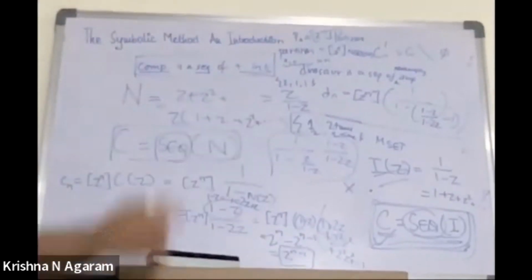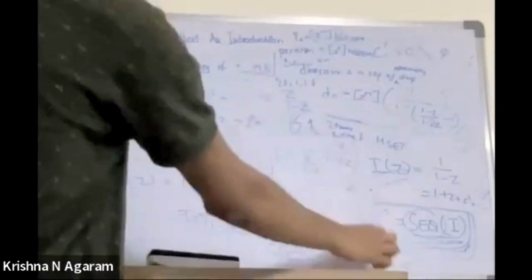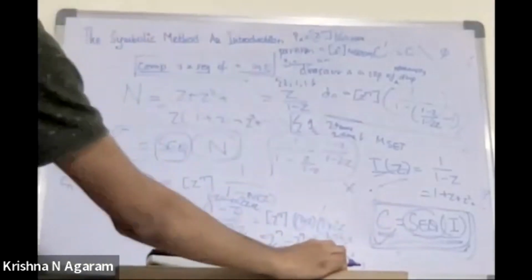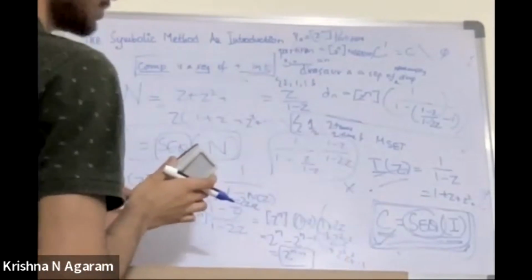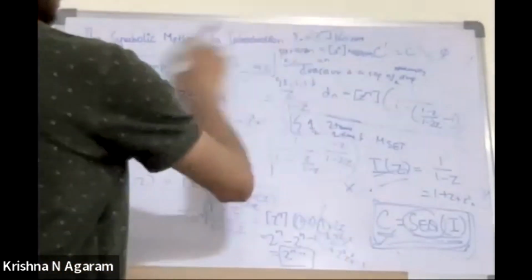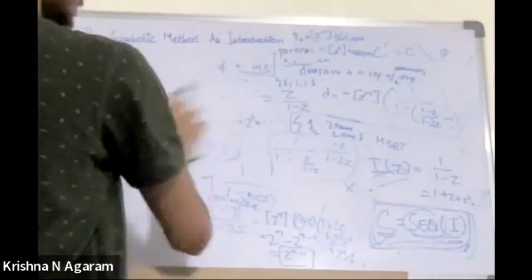Yeah, I mean, that was the main thing. You just translate English into symbols. That's why it's called the symbolic method. And there's not really much else you have to do about it.